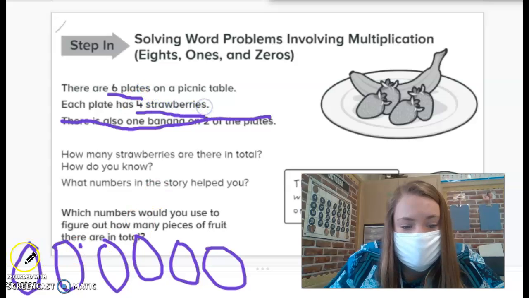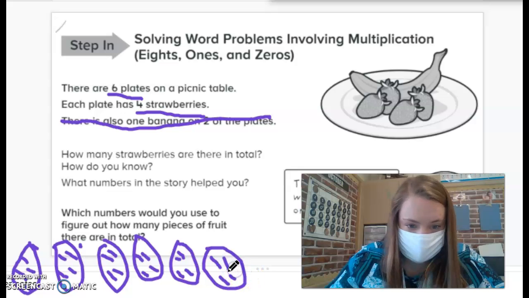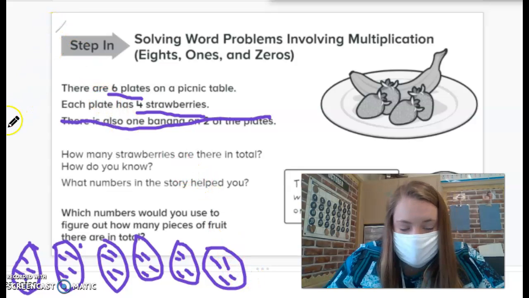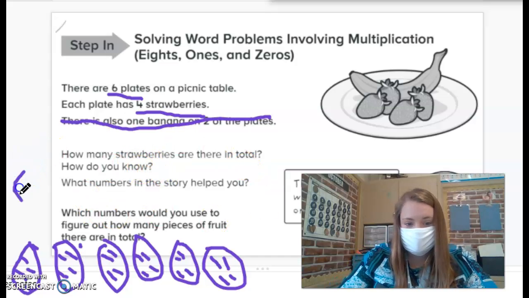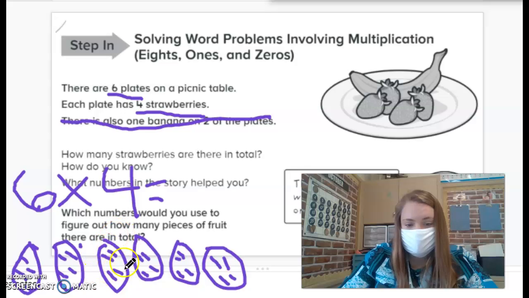4 strawberries on each. 1, 2, 3, 4. 1, 2, 3, 4. And 1, 2, 3, 4. Okay, so this looks like 6 groups of 4, which equals 1, 2, 3, 4, 5, 6, 7, 8, 9, 10, 11, 12.